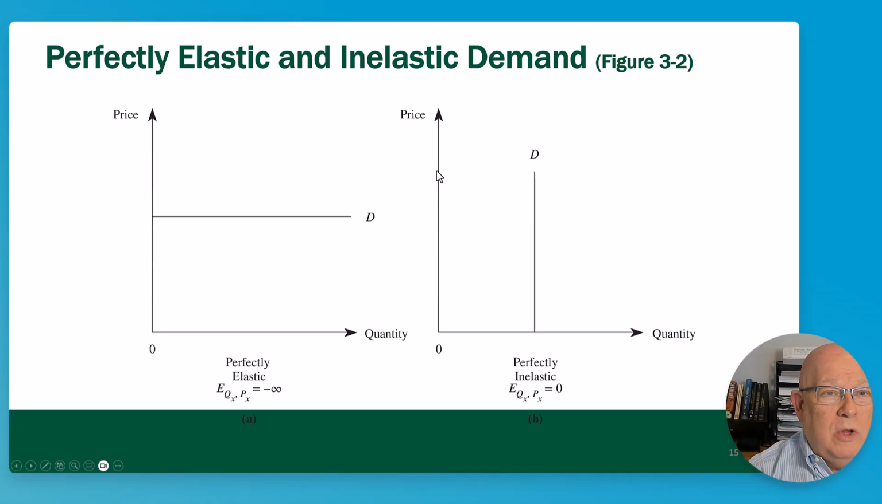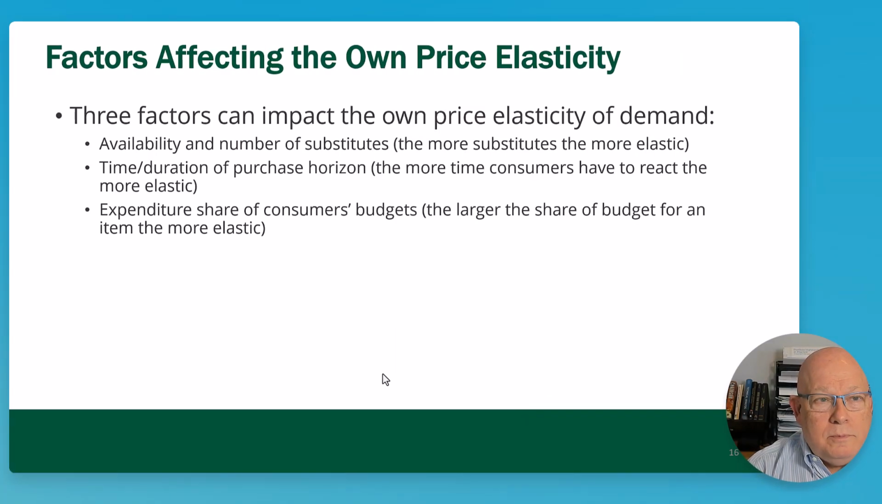The way to remember which is elastic and which is inelastic is to think of this bar in the middle as the middle bar in an E. So that's part of an E, perfectly elastic, and then perfectly inelastic looks like an I in inelastic. Again, we're not going to see products to that extreme. It's theoretical, just good to know that terminology.